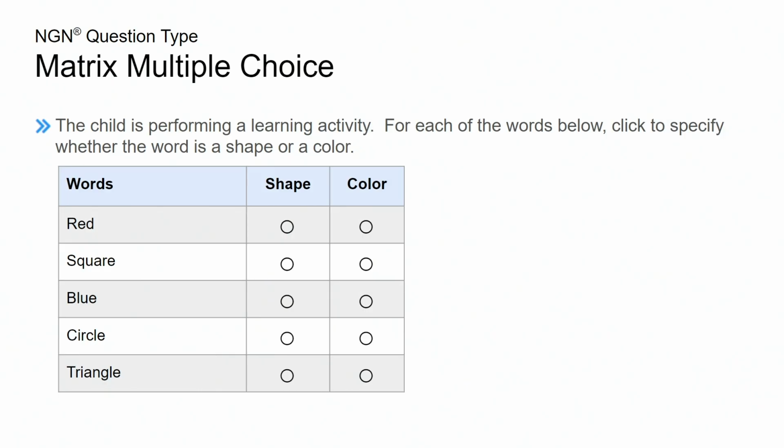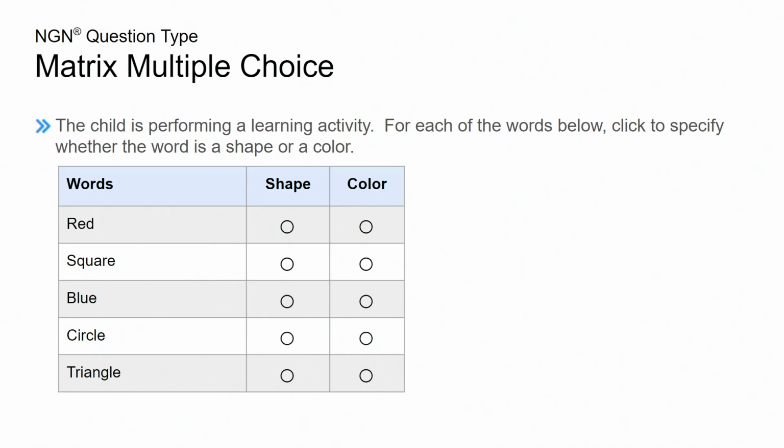It's another one of those brand new item types that'll be available on the NGN exam coming April 1st, 2023. It's another one that looks a little scary at first because it's in the shape of a grid. There's lots of buttons to click on, just like the matrix multiple response version. But this matrix multiple choice is pretty easily broken down into one row at a time, one question at a time, and it's a little bit easier to think about.